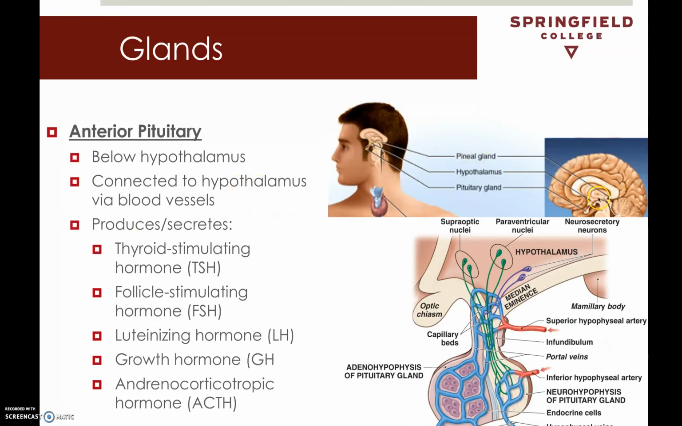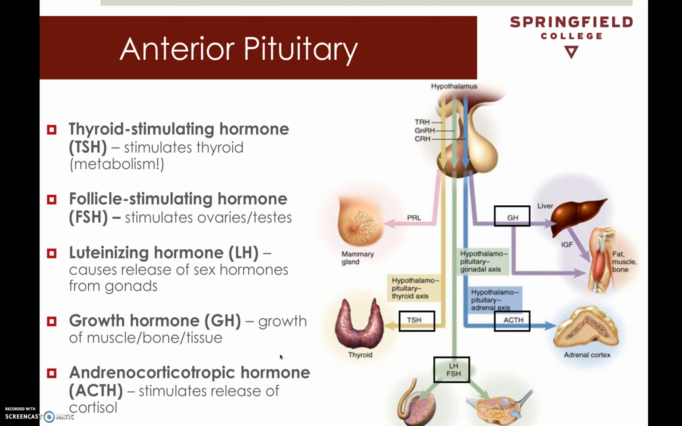As I said before, hanging down from the hypothalamus gland is the pituitary gland, broken up into two. The anterior pituitary gland here and the posterior pituitary gland here. We can see that the pituitary glands are very closely connected to the hypothalamus. The anterior pituitary gland happens to be connected to the hypothalamus via blood vessels. Among the many hormones that the anterior pituitary gland secretes, here are 5: thyroid stimulating, follicle stimulating, luteinizing hormone, growth hormone, and adrenocorticotropic hormone. These names sound scary, but really they're not.